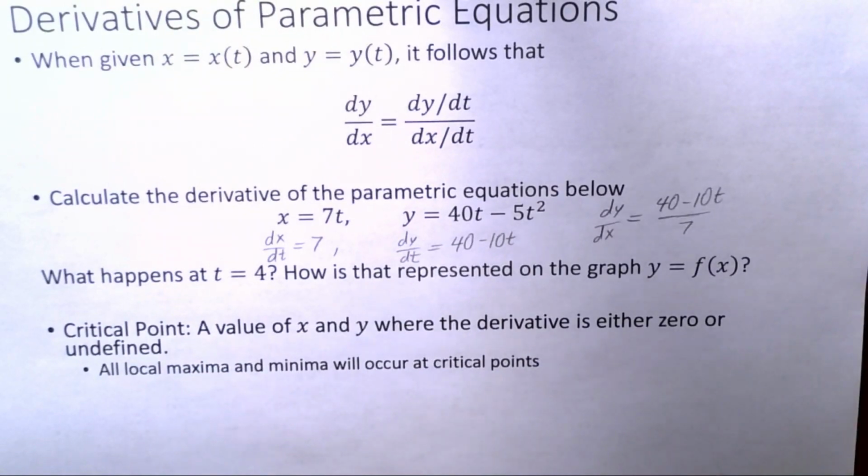Now, for the next part of this, what happens at t equals 4? Immediately, let's look at the derivative. For t equals 4, the top becomes 40 minus 40, which is 0. The bottom is just 7, so 0 divided by 7 is 0.